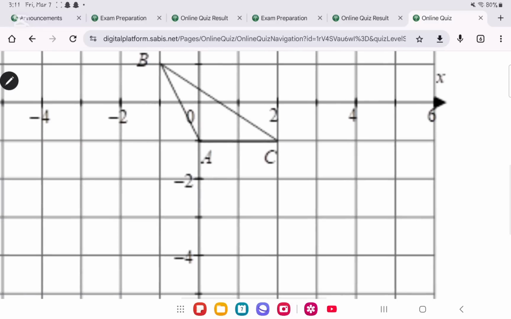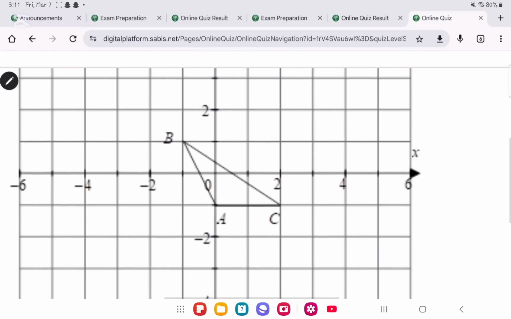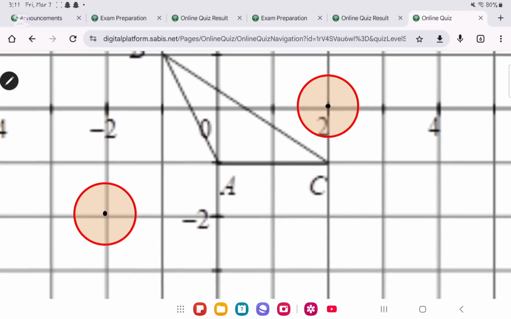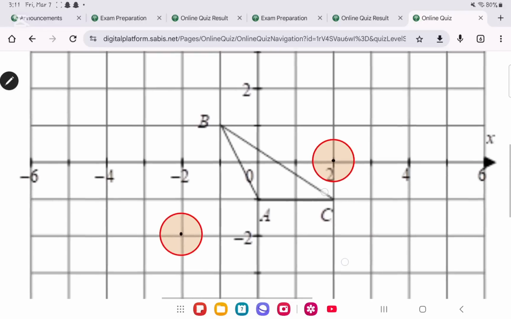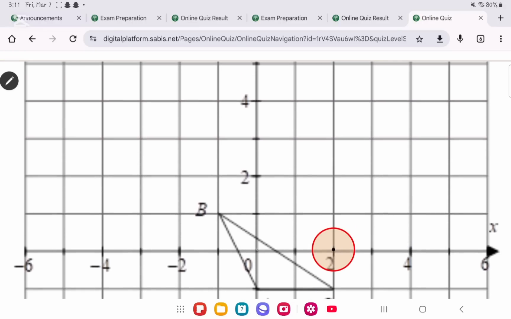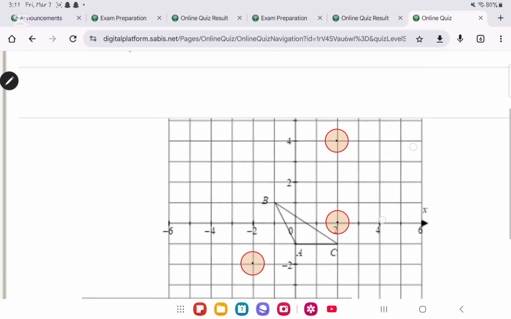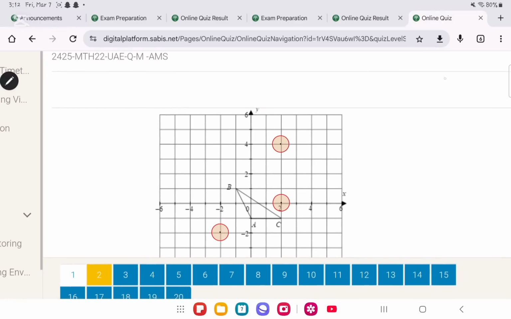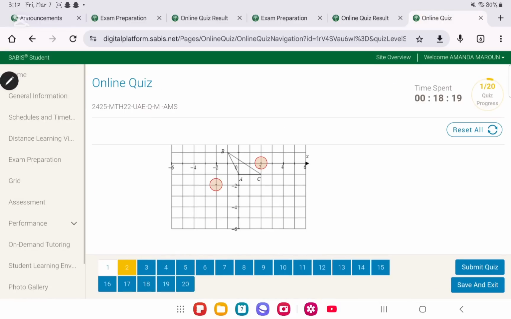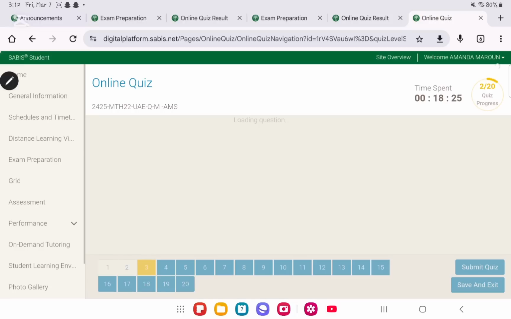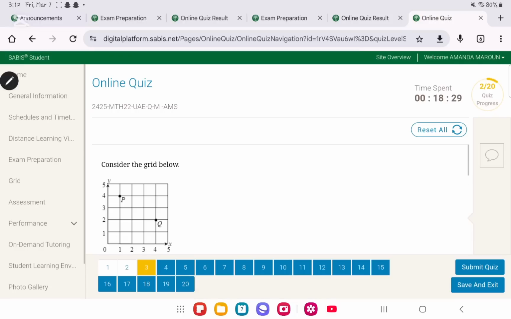So we had A double prime, it was at 2, 0. So we will choose this point over here. Then we had B double prime, it was at minus 2, minus 2. Okay? And then we had C double prime, which was at 2 and 4, which is almost this point over here. Okay, so it's supposed to look something like this. Alright, so this is question number 2. I know it is long, but you have to do it step by step so that you will not make any single mistakes. We move on to question number 3.